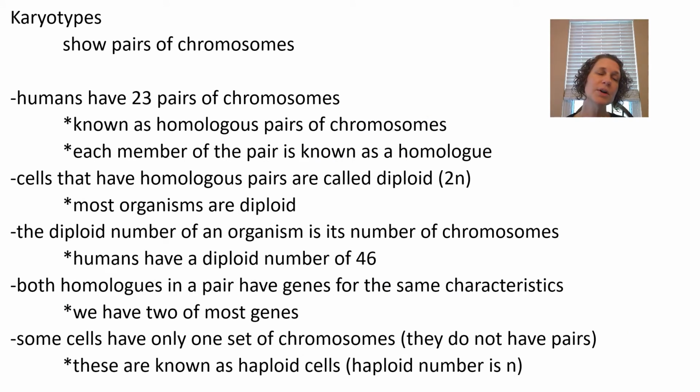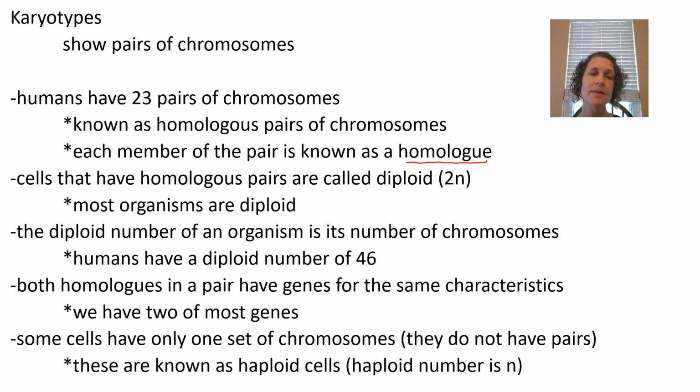Okay, so karyotypes show the pairs of chromosomes, and like I said, humans have 46 chromosomes, 23 pairs. It's 23 times 2 is 46, and they are known as homologous pairs of chromosomes. The homologous is because the two members of that pair contain the same information. Each member is known as a homolog. So again, I know a lot of the words sound the same.